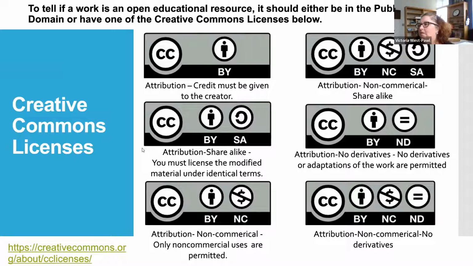The one under this attribution is no derivatives, and this means that no derivatives, no adaptations of the work are permitted. So this would not be considered an OER material if you see this license. The same with the one under this license. This attribution is non-commercial, no derivatives, and then you must give credit to the creator. So the same thing, if there are no derivatives, then this would not be considered OER material.